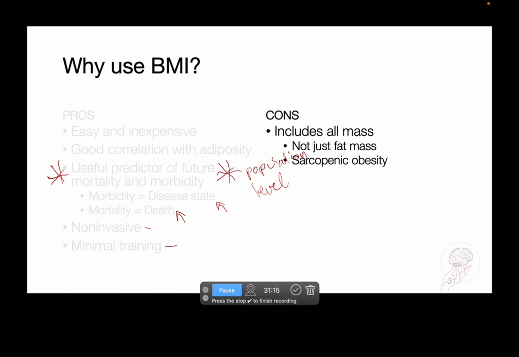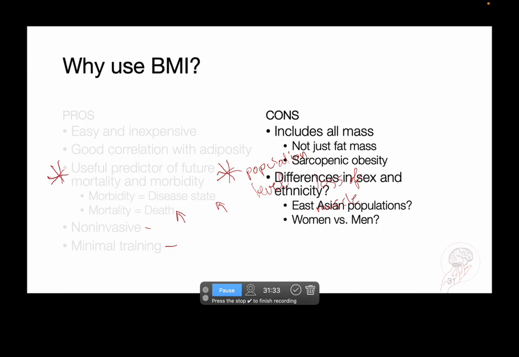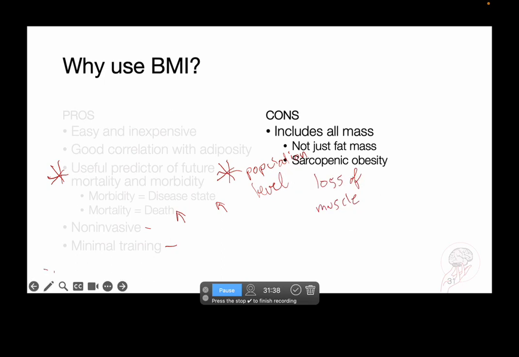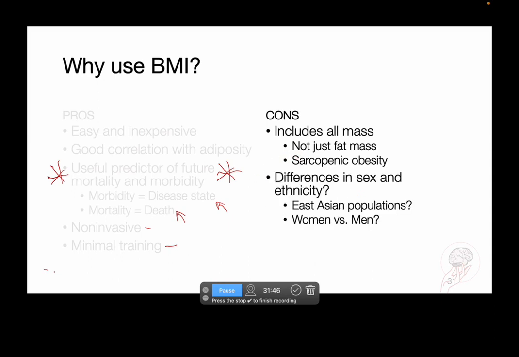The cons, it includes all mass, not just fat mass. So it may be masking sarcopenic obesity, which is a loss of muscle mass resulting in excess fat mass. So loss of muscle. There's also differences in sex and ethnicity. Sorry about that, I'm drawing all over the screen. So we know there's differences in sex and ethnicity, and we'll take a look at East Asian populations and men versus women.